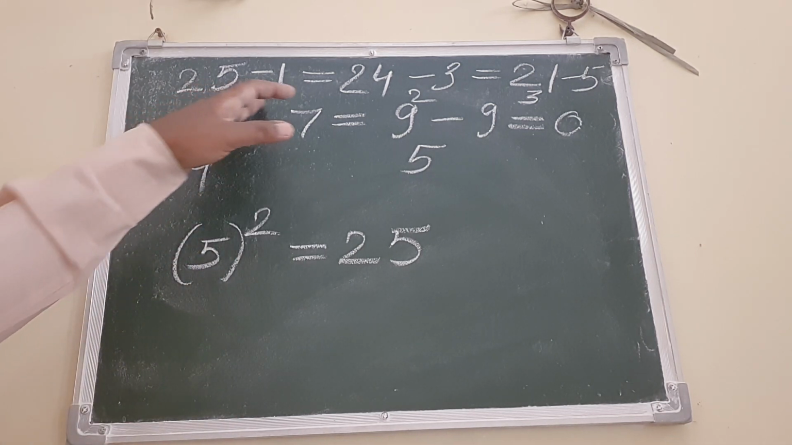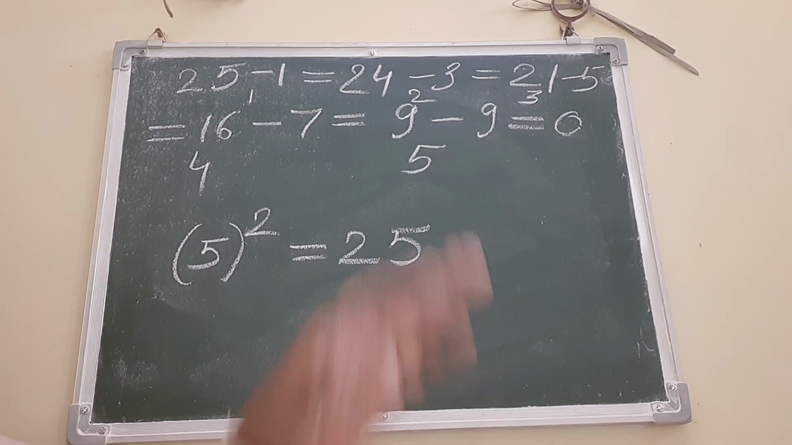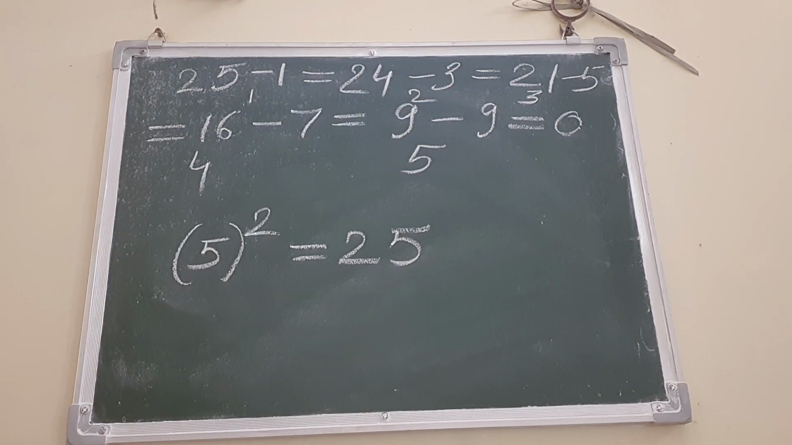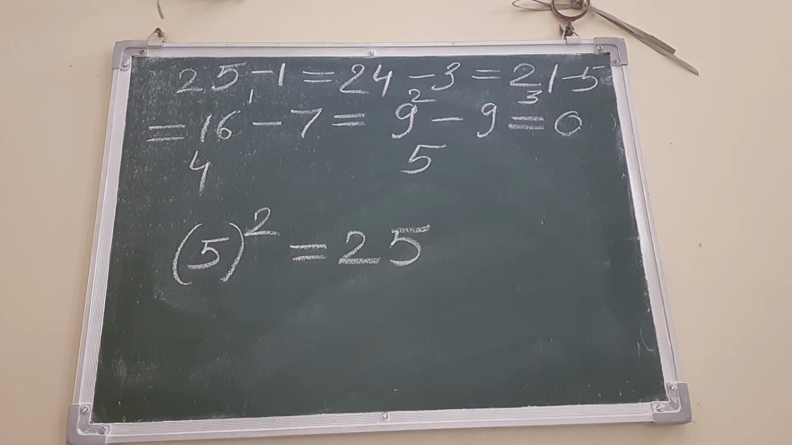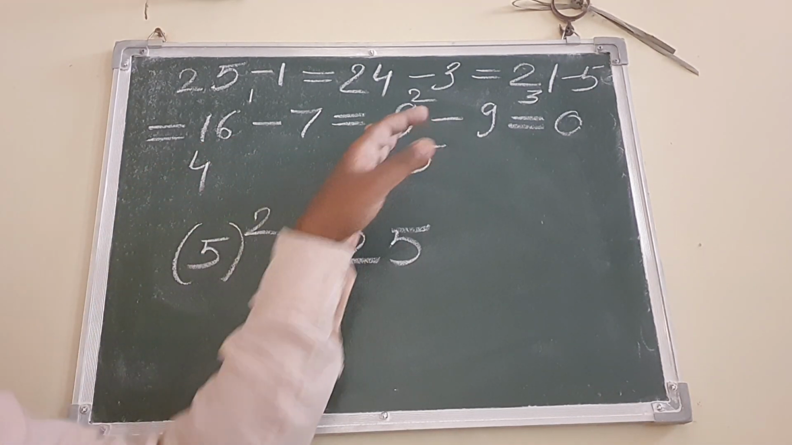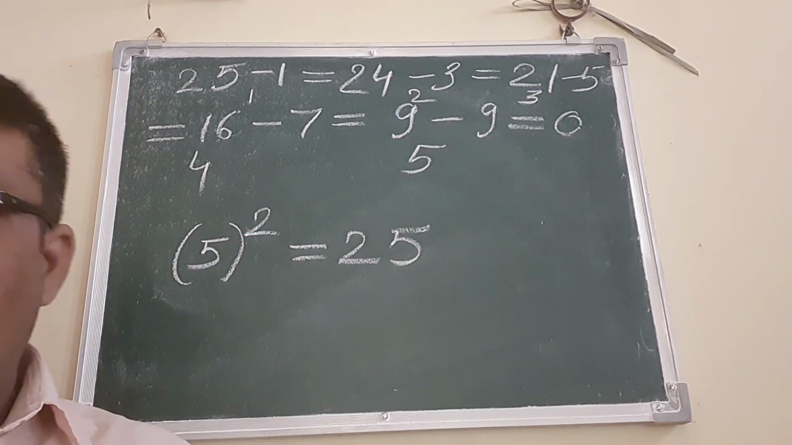So here 25 minus 1, that is coming out to be 24. The next odd number is 3. Subtracting 3, it is coming out to be 21. The next odd number is 5. Subtracting 5, it is coming out to be 16. Subtracting 7, which is the next bigger odd number, it is coming out to be 9. The next bigger number is also 9. So 9 minus 9, that is 0.